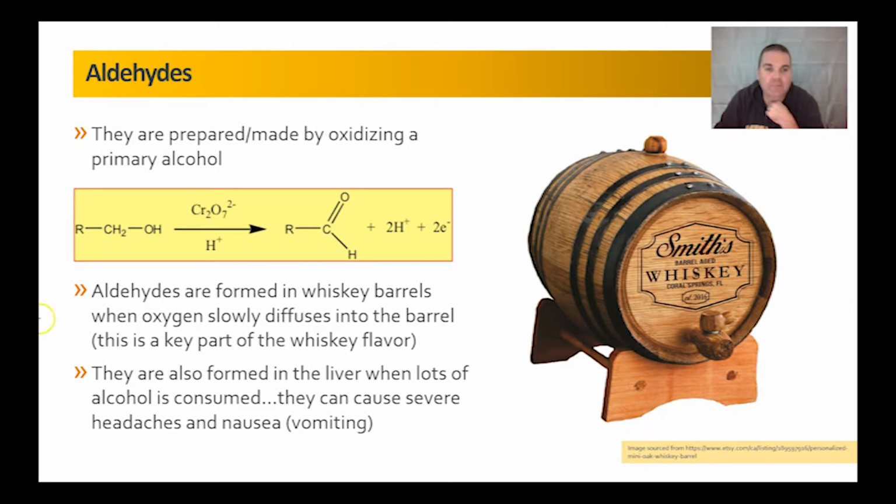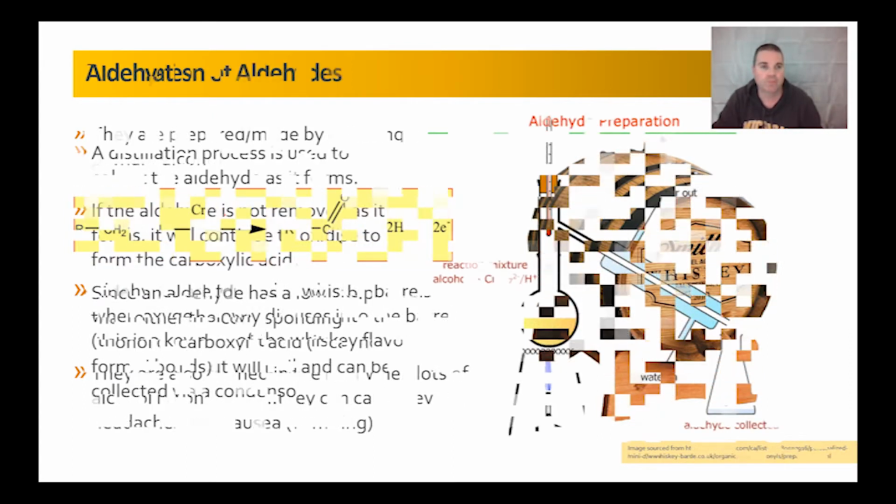So this is a condensed equation over here, or an annotated equation, and you can see we're just going to get the primary alcohol going to the aldehyde with 2H plus and 2 electrons. Obviously the other part of the half equation is from the dichromate, which I did in the previous video.